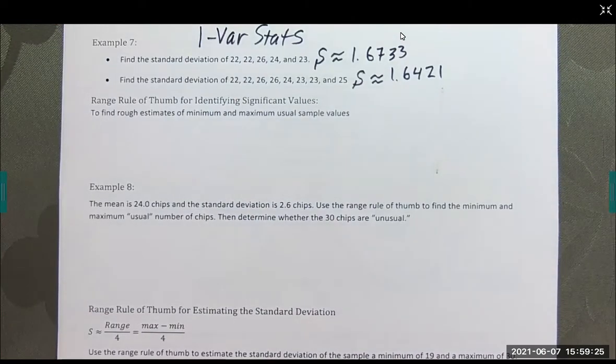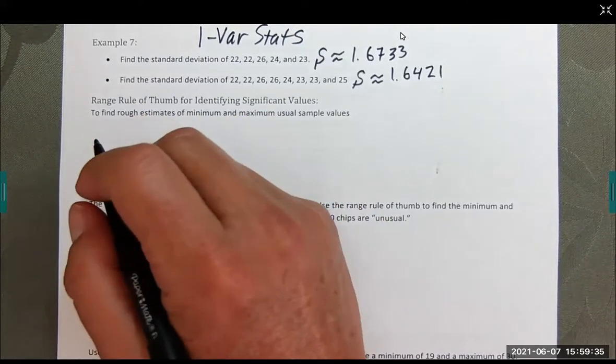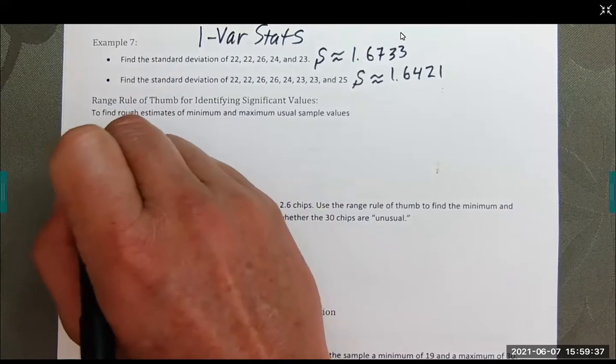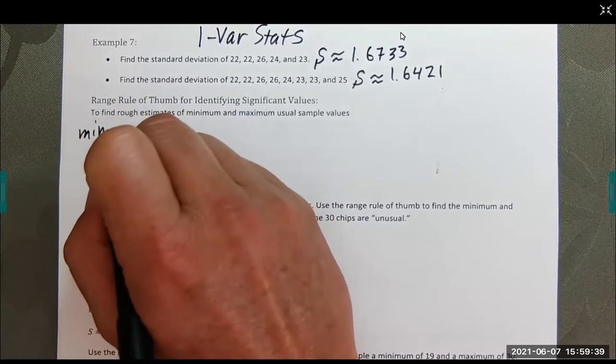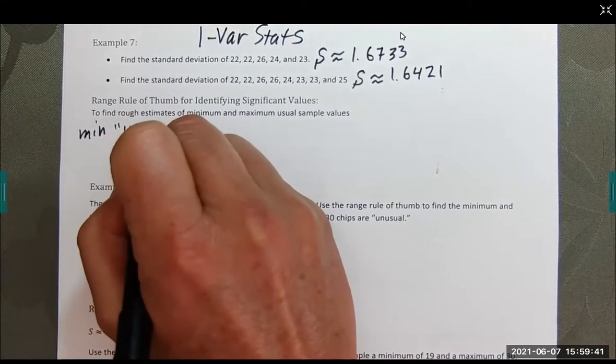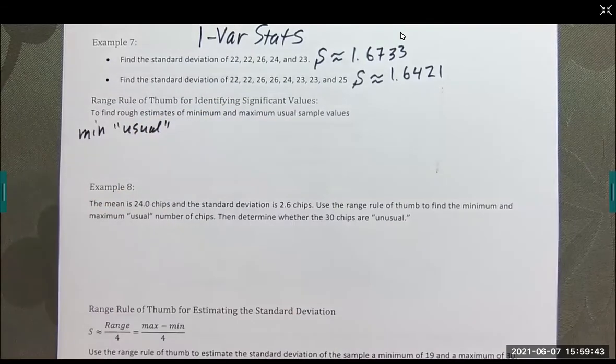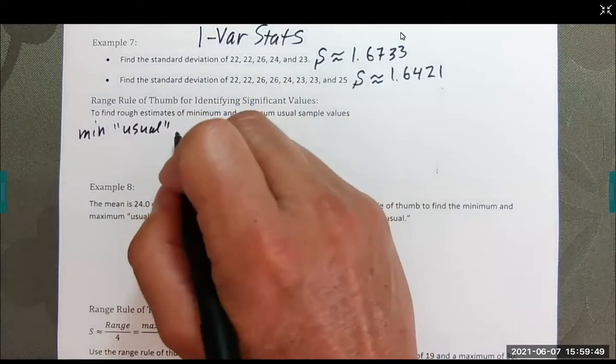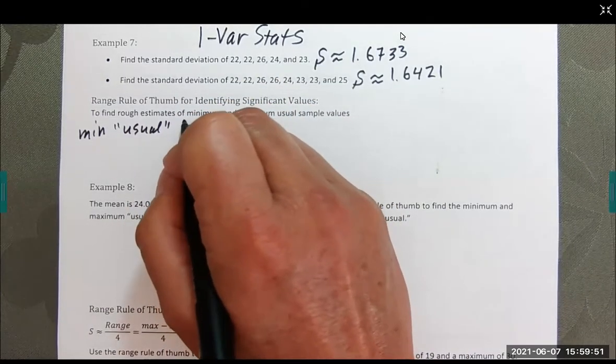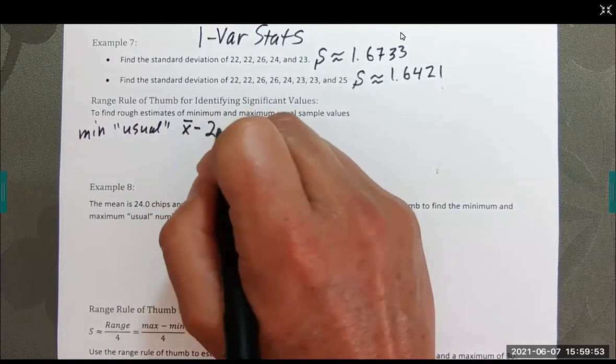And we have what's called the range rule of thumb for identifying significant values. And that is going to look like this. So we have the minimum usual value is going to be the mean minus 2 standard deviations.